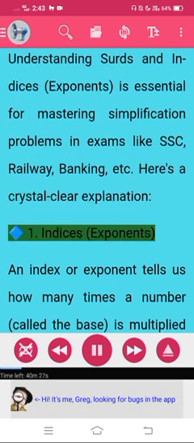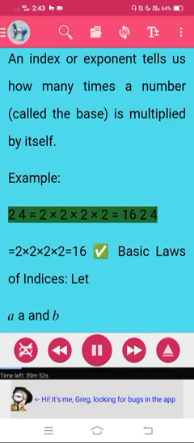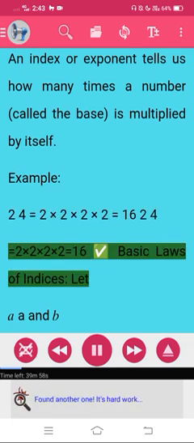1. Indices, exponents. An index or exponent tells us how many times a number, called the base, is multiplied by itself. Example: 2 to the power 4 equals 2 times 2 times 2 times 2 equals 16.